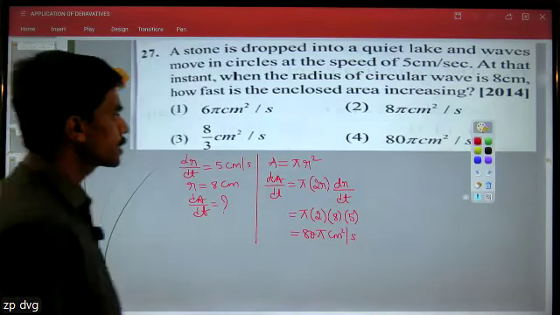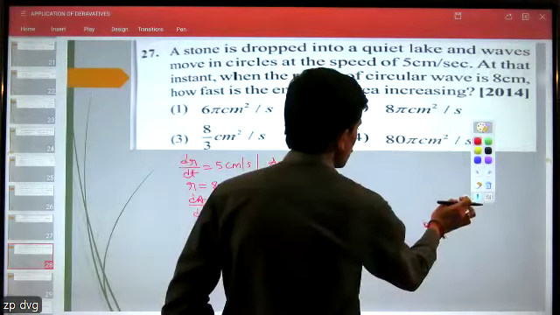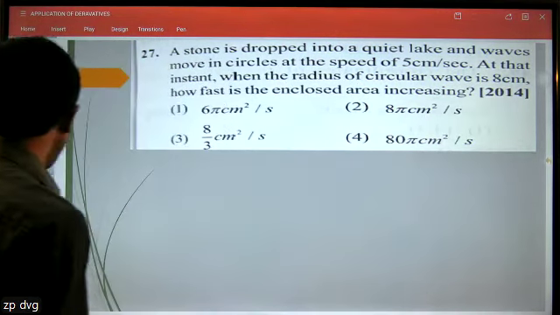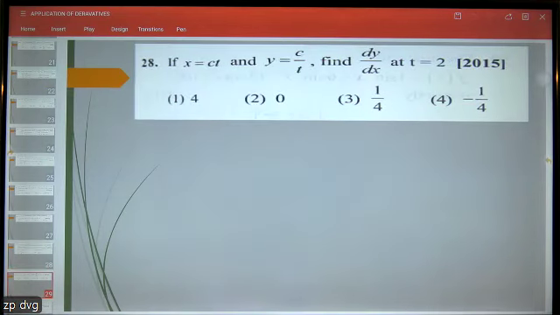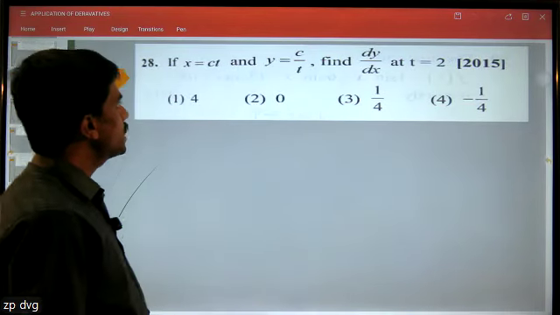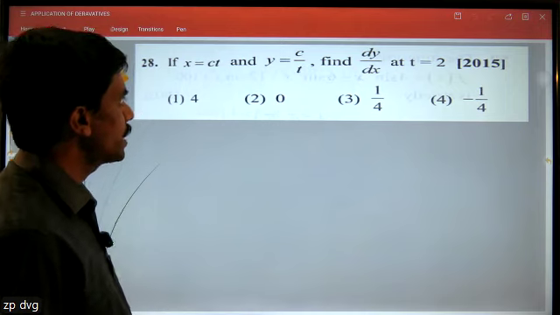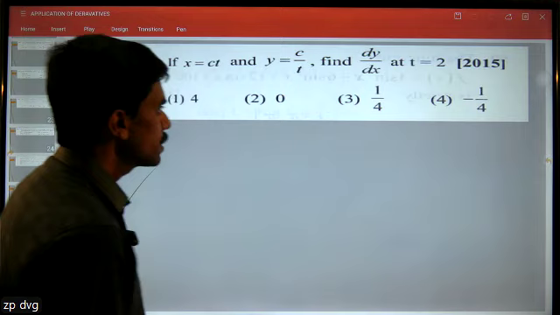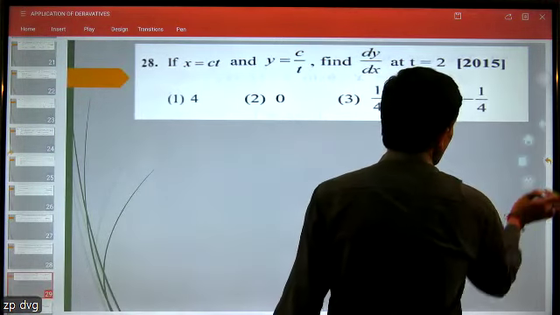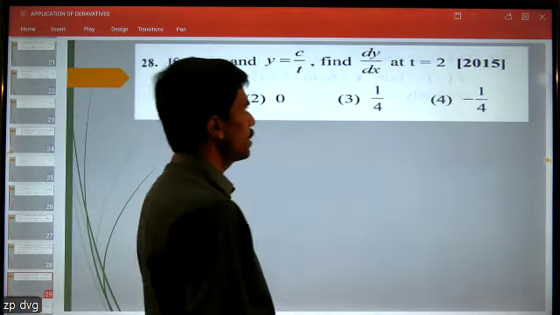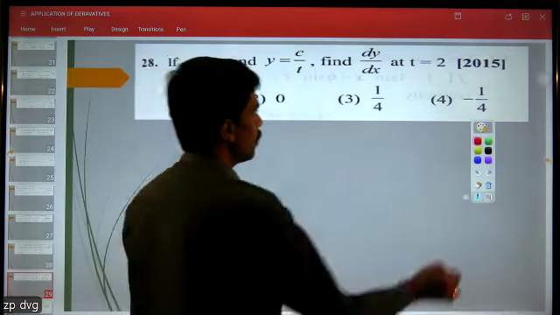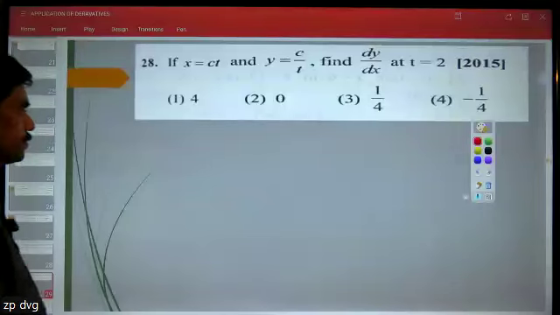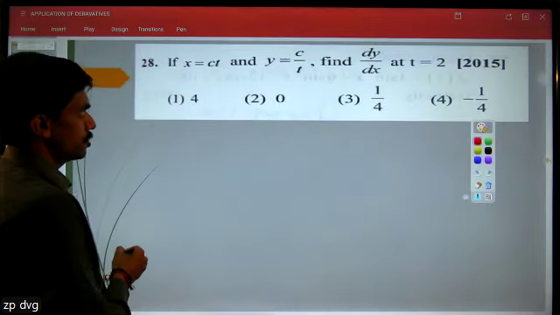Okay. So next, we will go for question number 28. If x equal to ct and y equal to c by t, find dy by dx at t is equal to 2. So they are given that x equal to ct and y is equal to c by t, and we have to find the value of dy by dx at t equal to 2. This is a parametric function question.